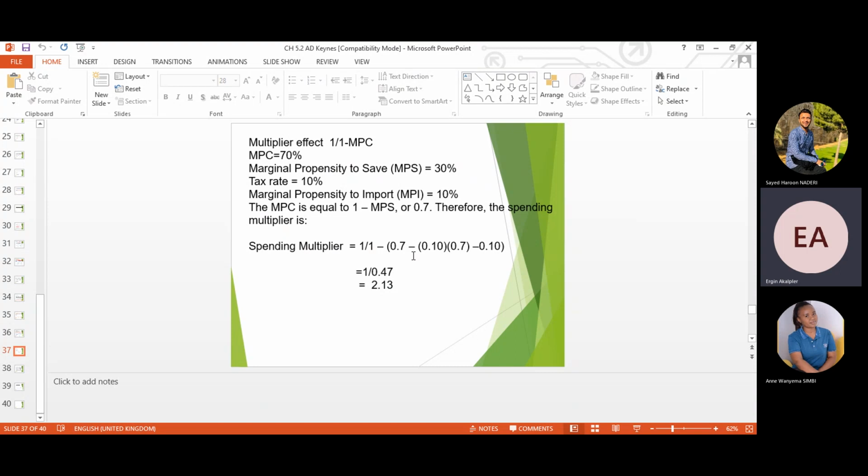The spending multiplier will then be estimated as 1 over 1 minus 0.7, adjusted for the import propensity and the saving propensity. After calculating this, it is 1 over 1 minus 0.7 minus the marginal propensity to import, multiplied with the marginal propensity to consume, which then gives you 1 over 0.47, which is 2.13.